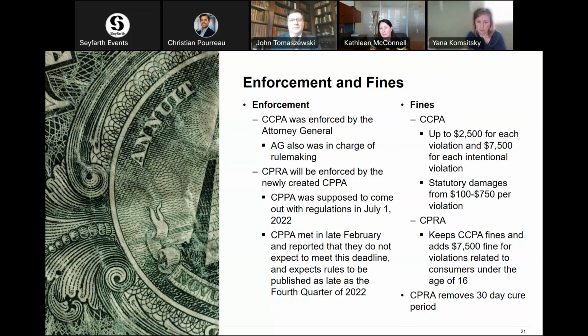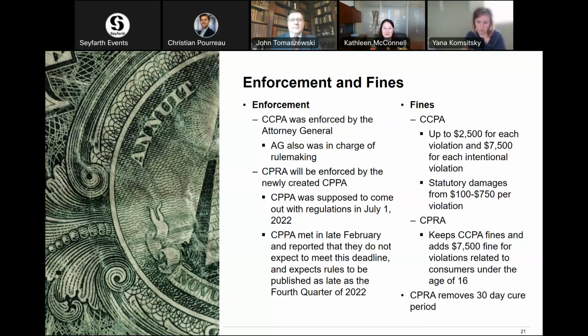Otherwise, you're still in the realm of fines and regulatory enforcement as opposed to private rights of action. But there is a private right of action for breach-related activities, and the scope of what's considered a breach is expanded under CPRA as well.